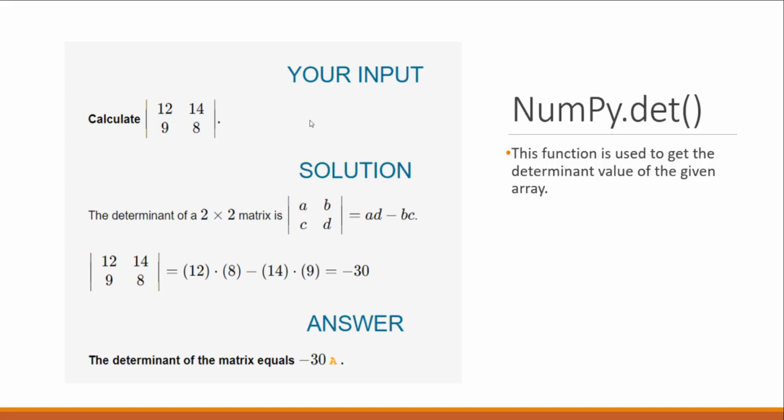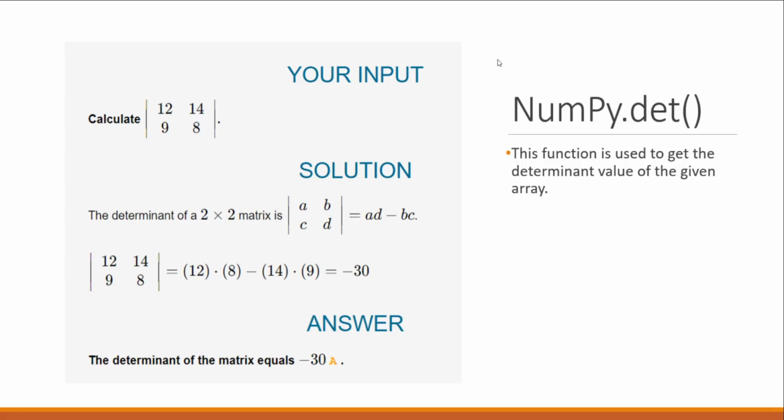As you can see in the diagram, we have a matrix that is of 2 by 2 shape. Now we have to find the determinant of the given matrix. To do this, we take the input matrix, multiply the opposite elements and subtract. As you can see, minus 30 is the determinant of the given input matrix.